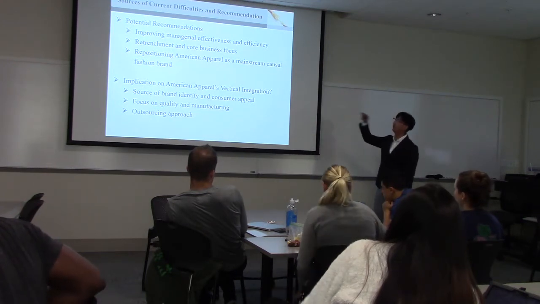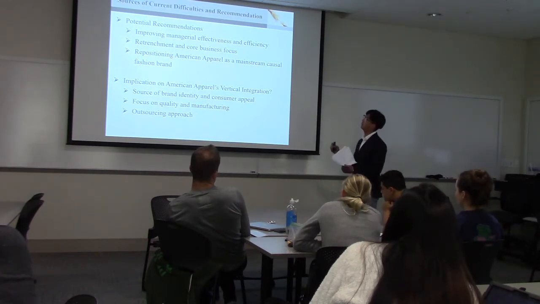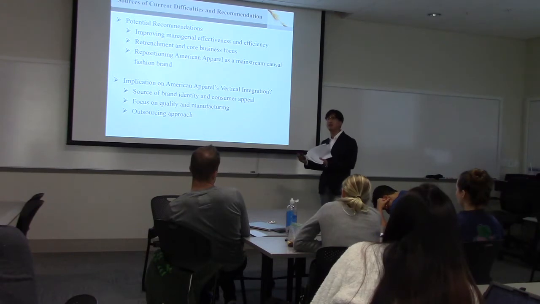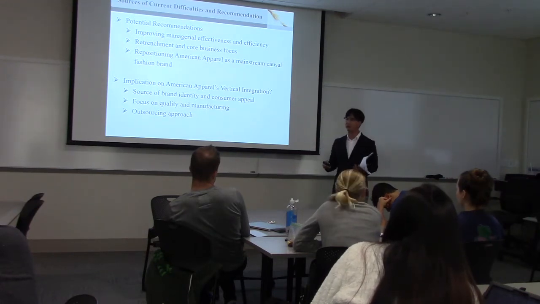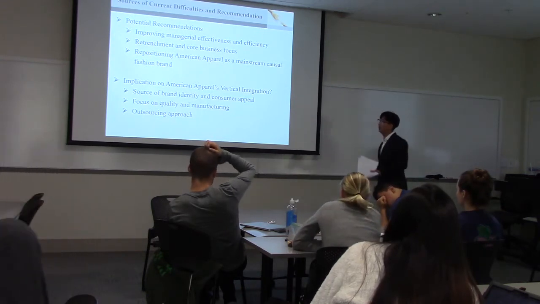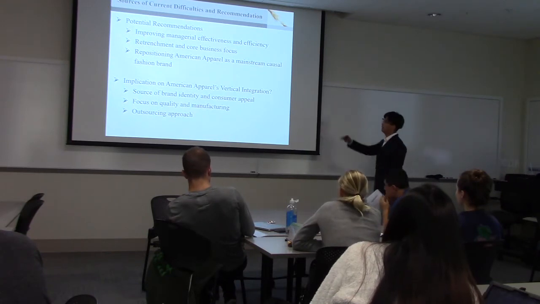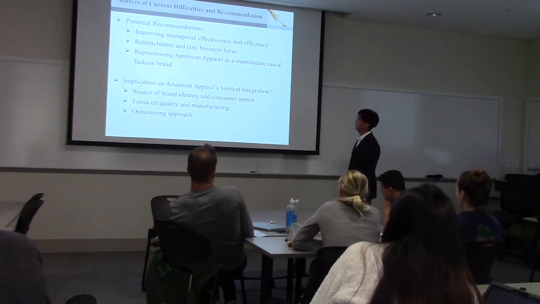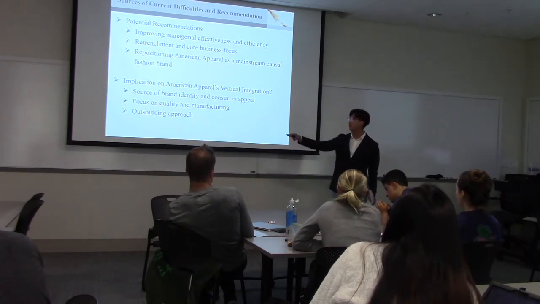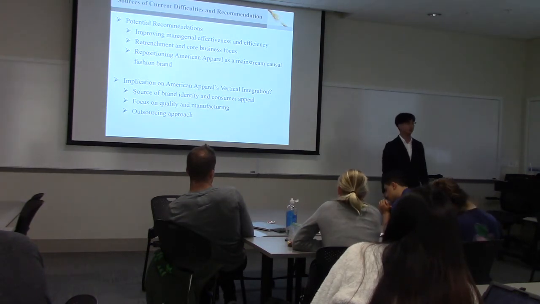So for the second recommendation on retrenchment and core business focus, because you're focusing on the manufacturing, and I believe the other brands like American Apparel for their quality, you might want to keep the vertical integration and focus on the quality and manufacturing within the United States. For the last one, repositioning American Apparel as a mainstream casual fashion brand, if that's what you're going to do, you may want to outsource and then lower your cost, right?